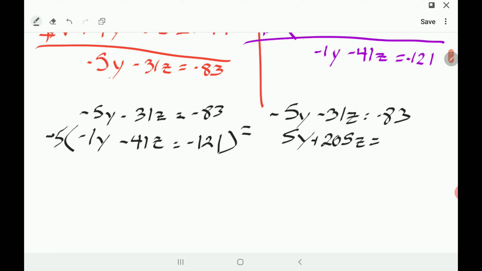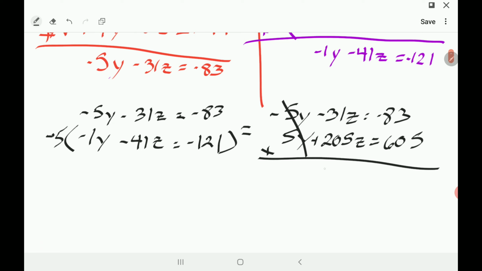205z equals, look at that, positive 605. Again, it's okay. Everything's fine. All right, don't be scared. And there's some of you, I get a feeling. I can just see your face. Good Lord, look at this. Okay, it's fine. All right, it'll work out.